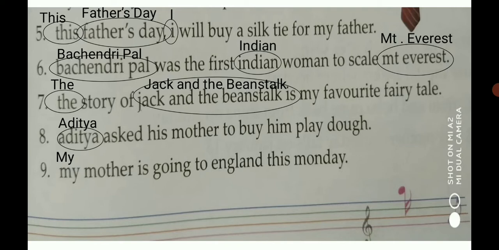Okay. Next is: my mother is going to England this Monday. So here we know that M from my will be a capital. Then another change is England, and then another change is Monday. Okay, why England? Because it is the name of a country, that's why. And Monday is the name of a day. So England and Monday. Understand?